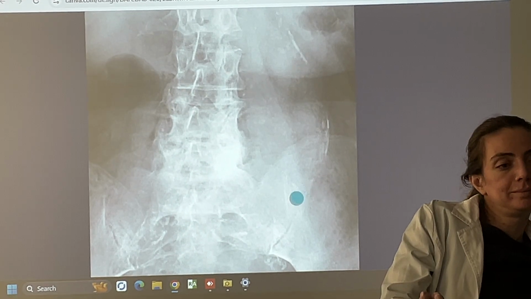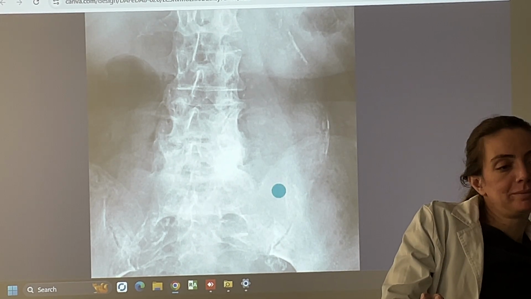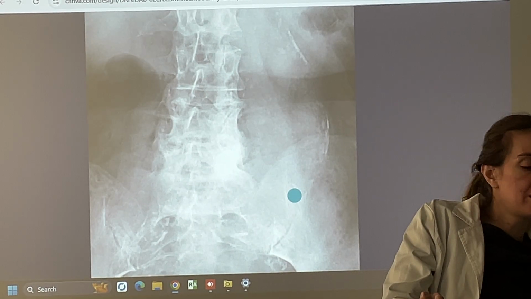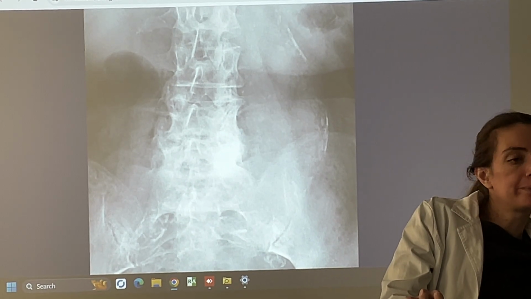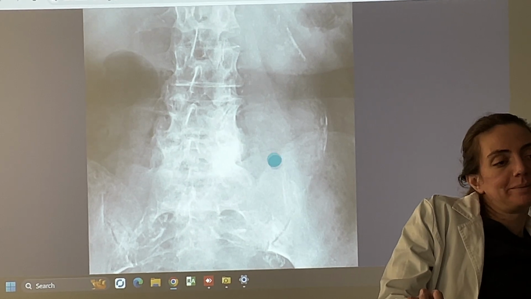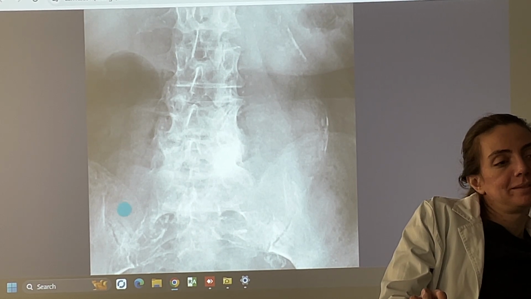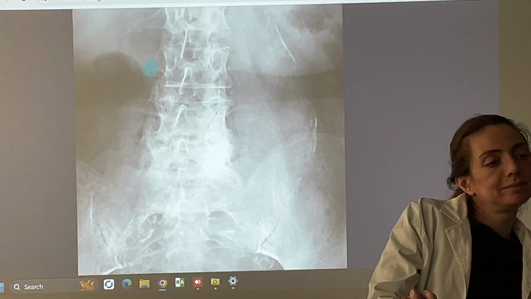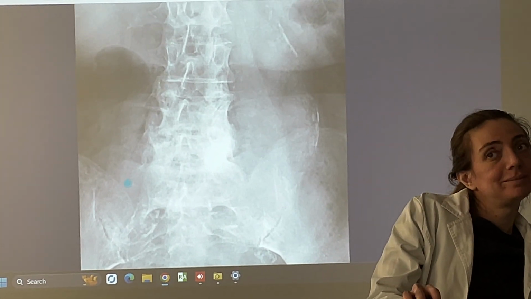It should be straight. But this one is dilated, so due to it, it will be shifted. What is the actual aorta? What is this? And this? The superior mesenteric vein as well. Iliac vein. Common iliac.